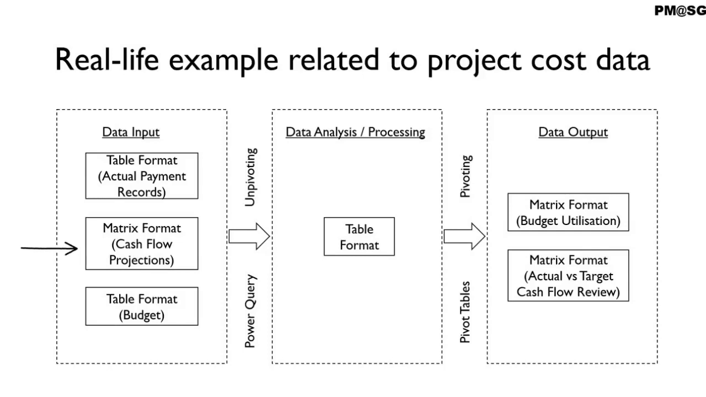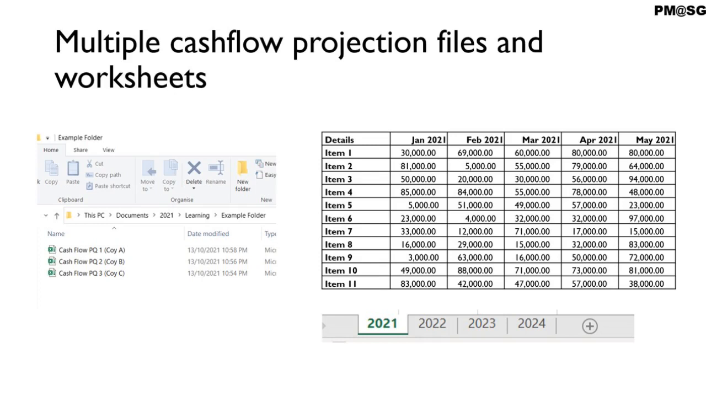are 99.999% done in matrix format. It is common to have separate Excel files for different cash flow projections for different projects or companies.